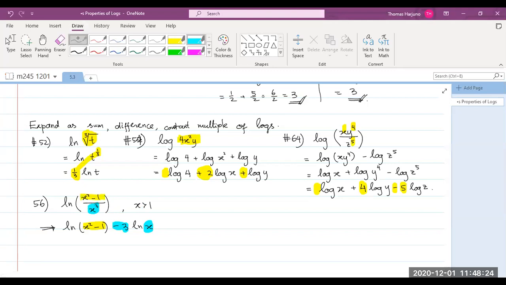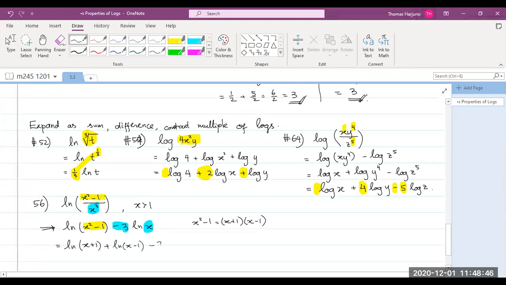Now, the thing is x squared minus 1 is actually x plus 1 times x minus 1, right? Okay, so I can actually break this. This is the natural log of a product. It becomes natural log of x plus 1 plus natural log of x minus 1 minus 3 natural log of x.